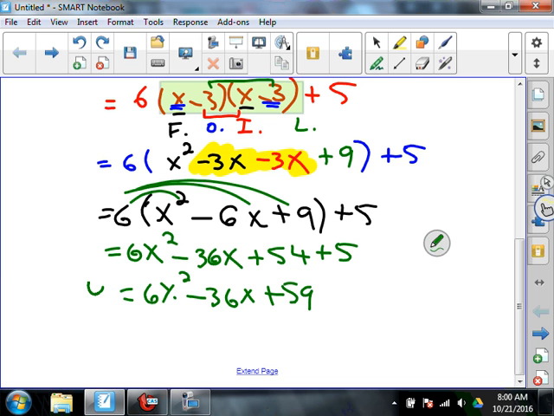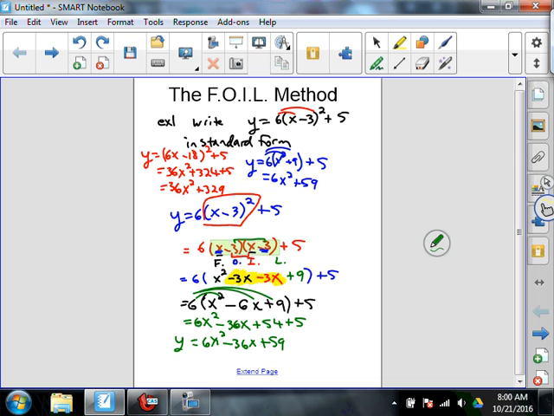And you might say, but that's what we had before. No, it's not. That wasn't what we said it was. Earlier, when we had the 6x squared, we were missing that middle term. Up here, that was wrong because we're missing that one term. If you're missing a term, it's not the same thing.